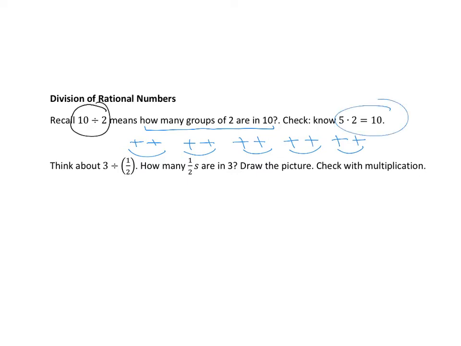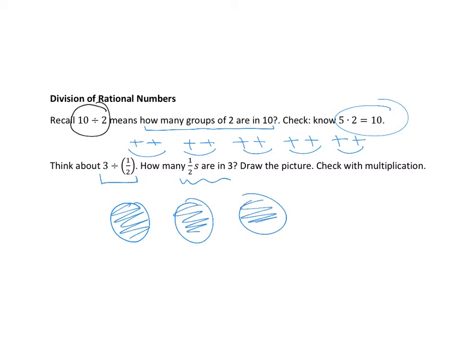So now if we want to think about 3 divided by a half, we could think about that as how many halves are there in 3. So if I actually make 3, I want to count out how many halves there are to make the 3. So you can see the halves. There's going to be 1 half, 2 halves, 3 halves, 4 halves, 5, 6 halves. So 3 divided by 1 half is actually 6.